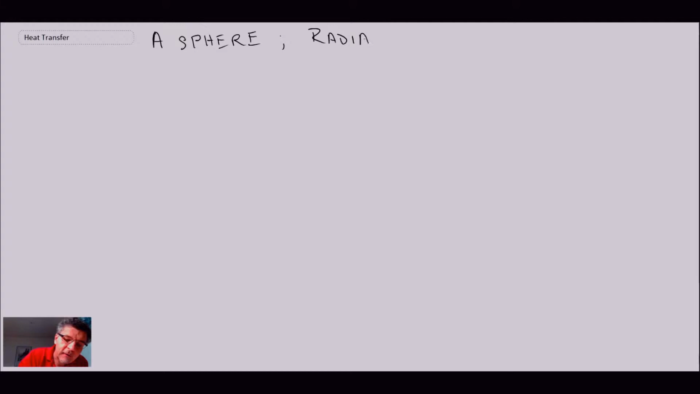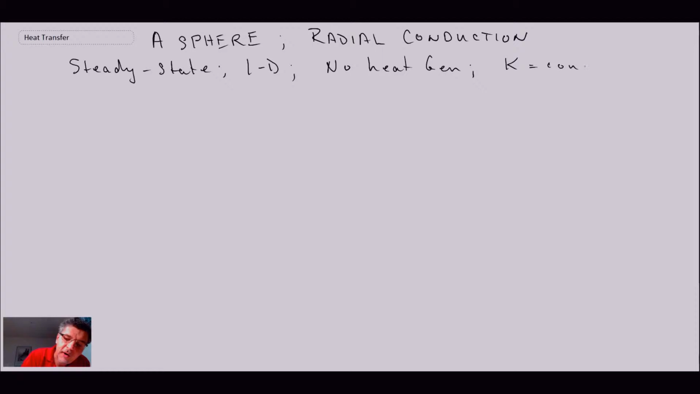And we are going to assume that it is radial conduction only. And the other assumption, steady state, 1D, no heat generation. And the last one is k is equal to constant, so it's not a function of temperature. So those were all the requirements that we had for this alternative method.